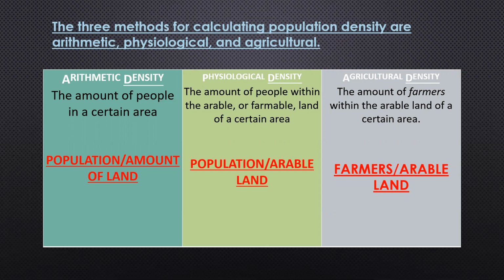So these are calculated in different ways. Arithmetic density is calculated through population divided by amount of land. Physiological density is population divided by arable land, and agricultural density is calculated as farmers divided by arable land, right? So a little bit of math, but let's break these down here.